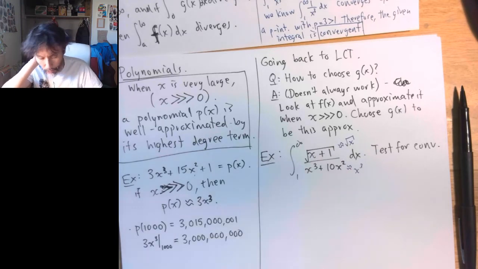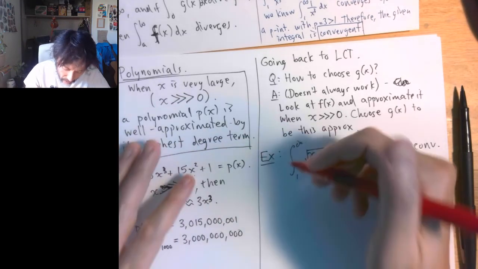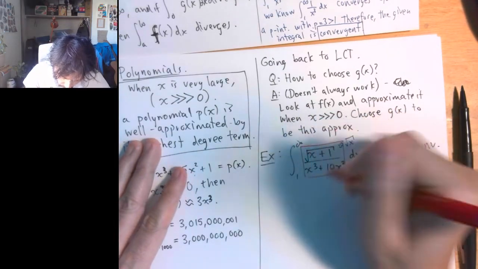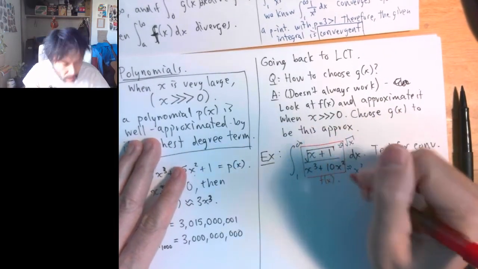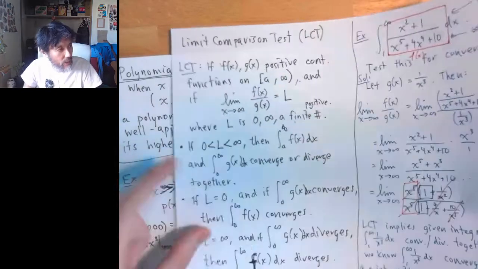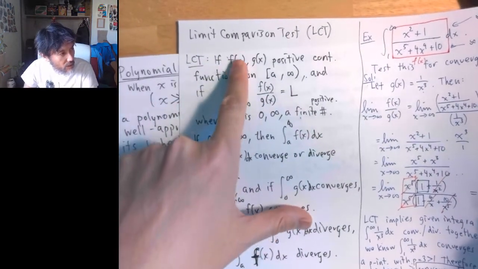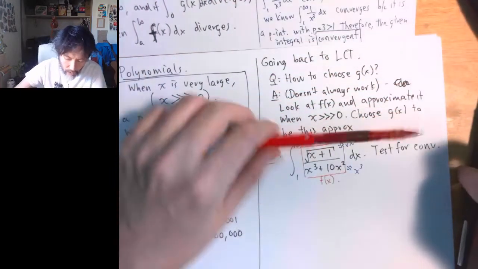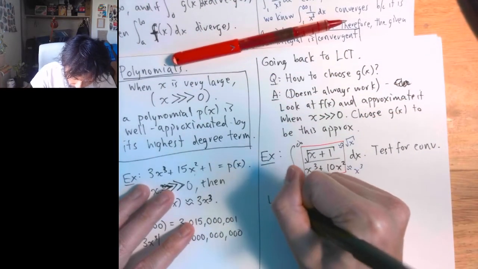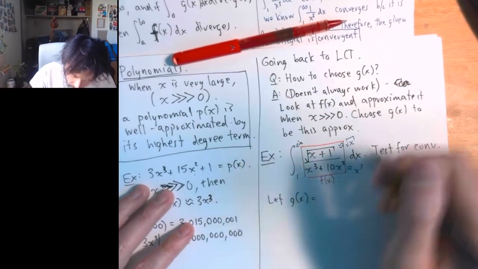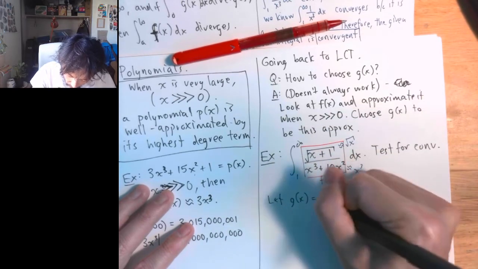What we're going to use, this is going to be our f of x right here. This is our f of x. Remember what we're using here: we're using the limit comparison test. So this is our f of x. We need to choose our g of x. The g of x we're going to choose, of course, is square root of x over x cubed.